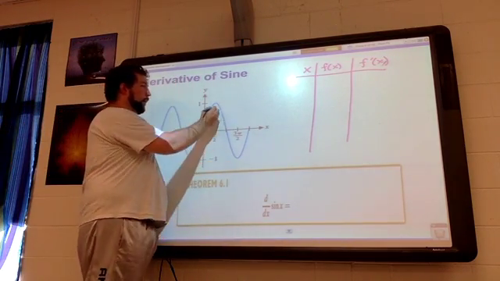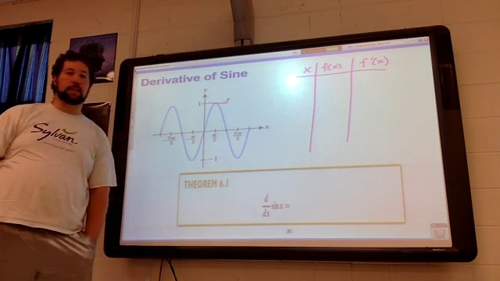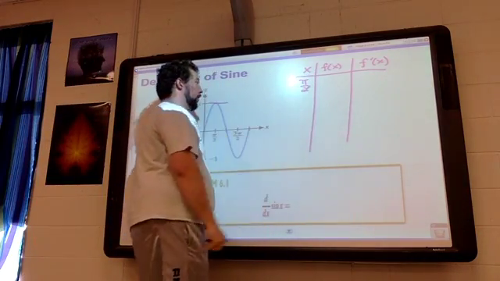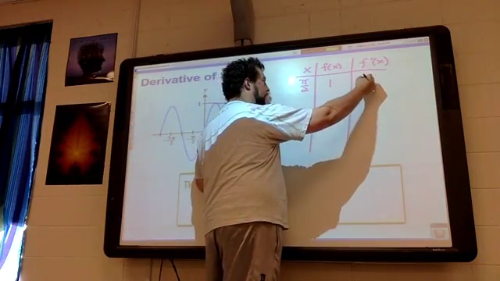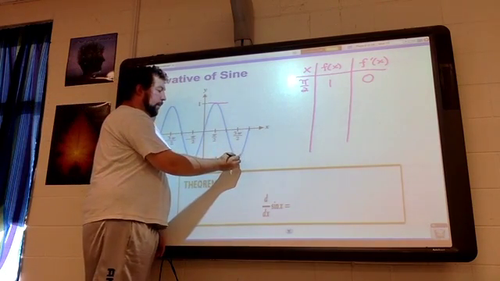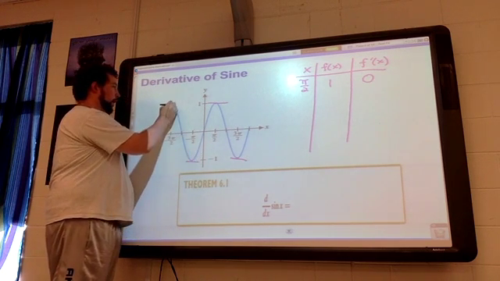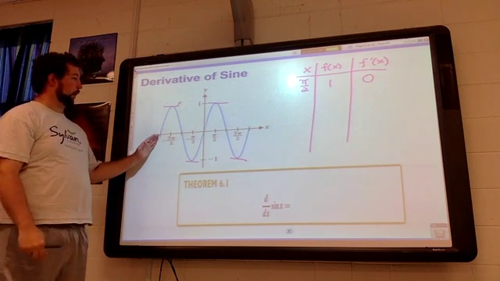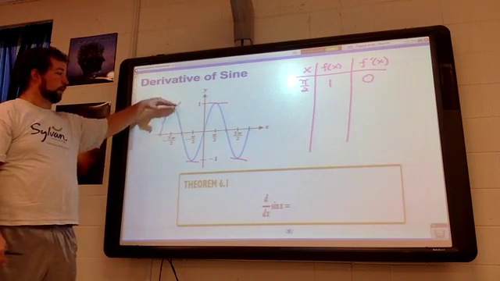First off, we can see right here at pi over 2, our slope is 0. So at an x of pi over 2, the normal function is up at 1, but the derivative of that function is 0. You can also see here at 3 pi over 2, and at negative pi over 2, and at negative 3 pi over 2, we also have slopes of 0. The graph goes from going up to going down, so it has slopes of zero right at those places.